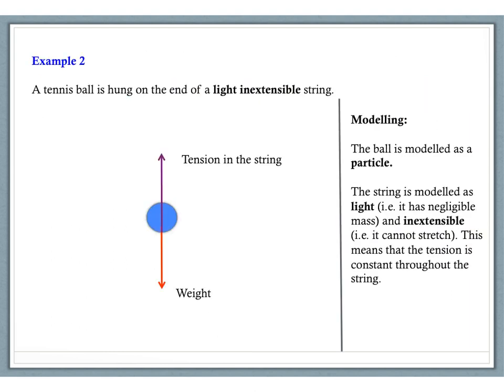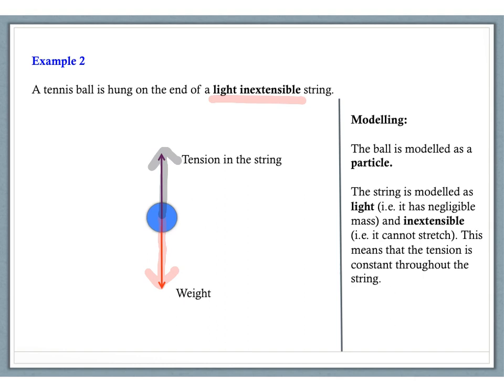Example 2. A tennis ball is hung on the end of a light, inextensible string. And there are some modelling words here, which we'll talk about in a minute. So the forces acting, the weight which acts at the centre of mass or centre of gravity of the object in a vertically downwards direction, and then there is a tension force in the string acting vertically upwards.